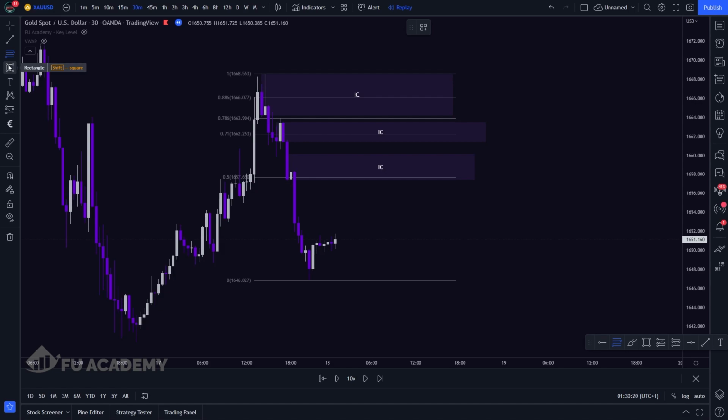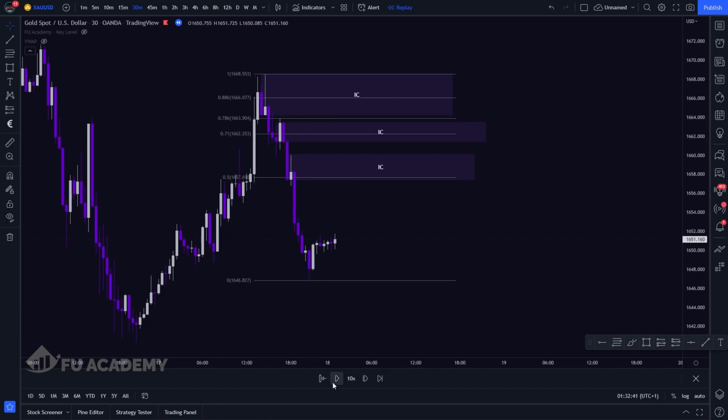And where are the premium levels? The 71, the 78.6 and the 88.6. So straight away, I'm not interested in this institutional candle anymore because it's on the 50. Okay, so it's in the equilibrium. I'm looking for the institutional candle that is within the 71, 78.6 or 88.6 level. So in this instance, this institutional candle and this institutional candle would be the ones that we are looking for.